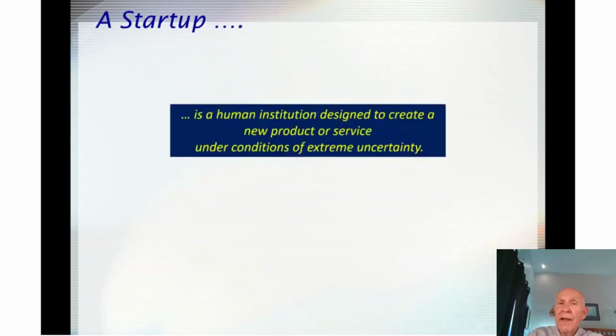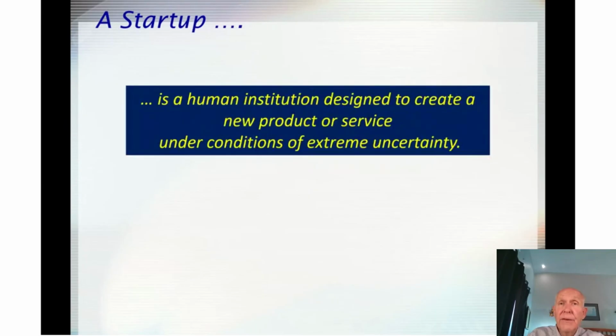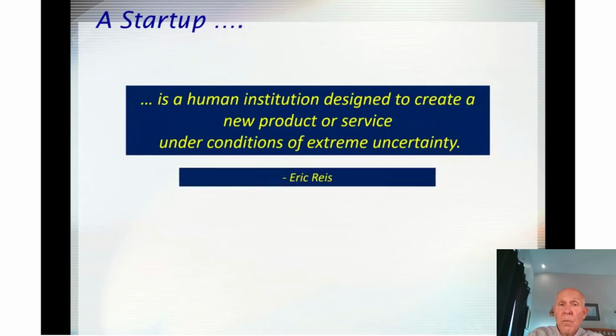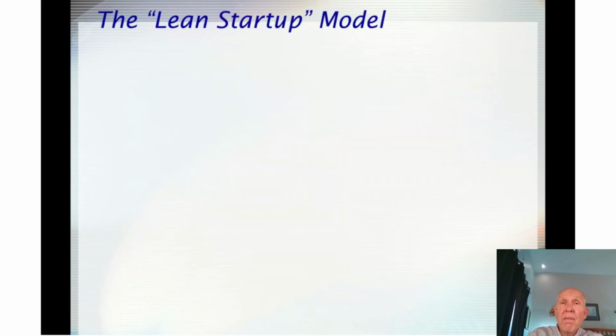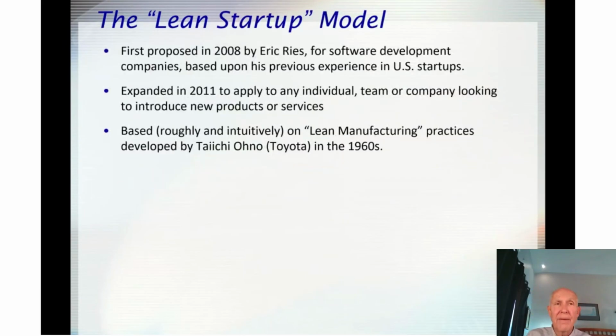And a startup, according to Eric Ries, is a human institution designed to create a new product or service under conditions of uncertainty, extreme uncertainty. And like I said, he's the creator of this statement. And he's the one who developed something called the Lean Startup model. And it was not proposed that long ago, 2008. And he was a software development engineer.